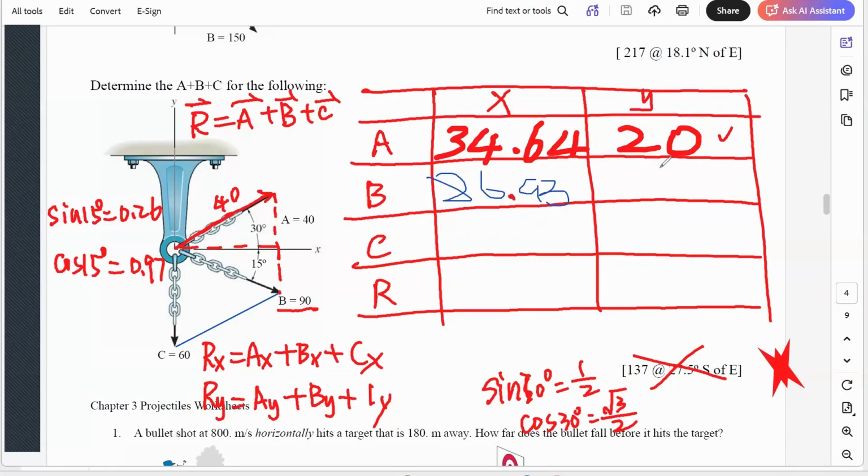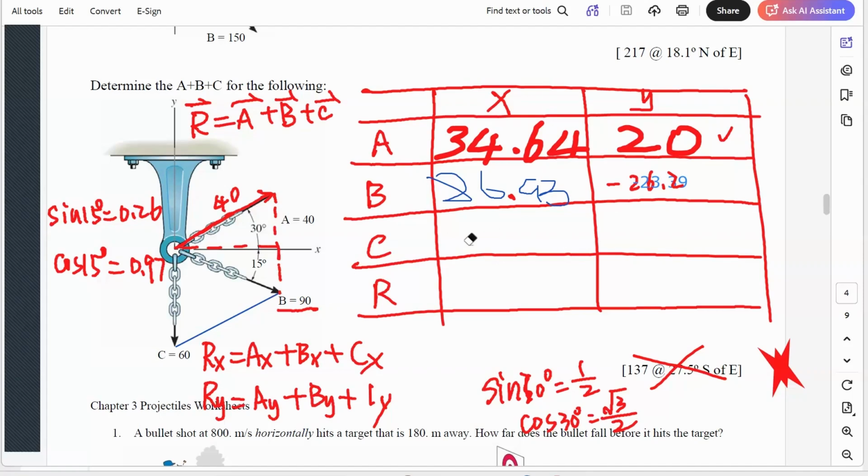86.93. Okay. Then how about the Y component? Negative 23.29. Or 26.29? 23.39, right? Yeah. Okay. So again, it's good you put a negative here because the Y component is going down, right?